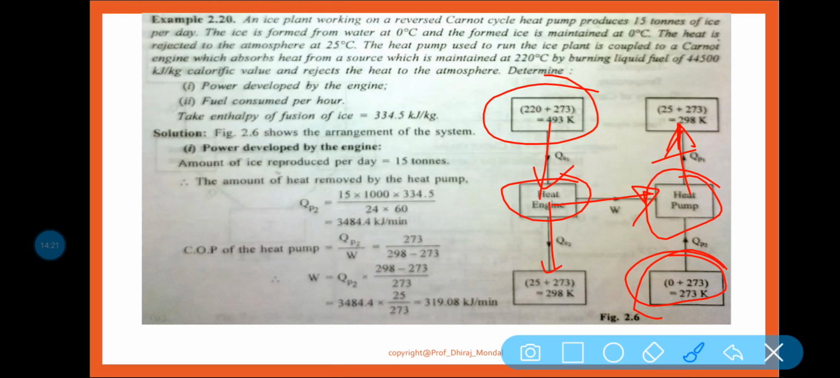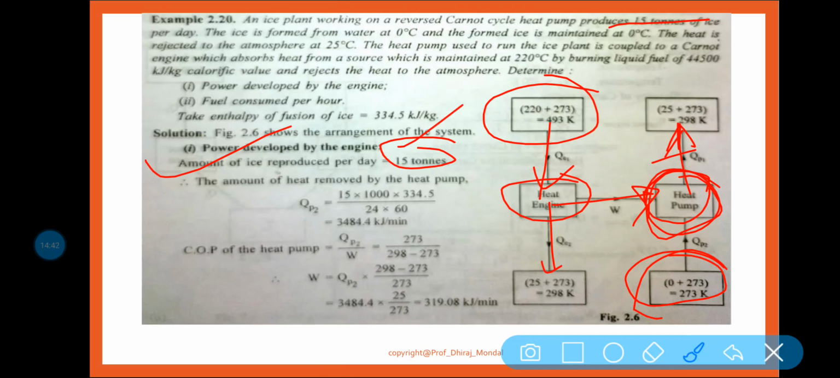Now what you need to find out, first of all, the amount of ice produced per day is your 15 ton, it is given. Okay, 15 ton. Now the amount of heat removed by the heat pump, how much amount of heat is being removed by the heat pump, that you need to find out.